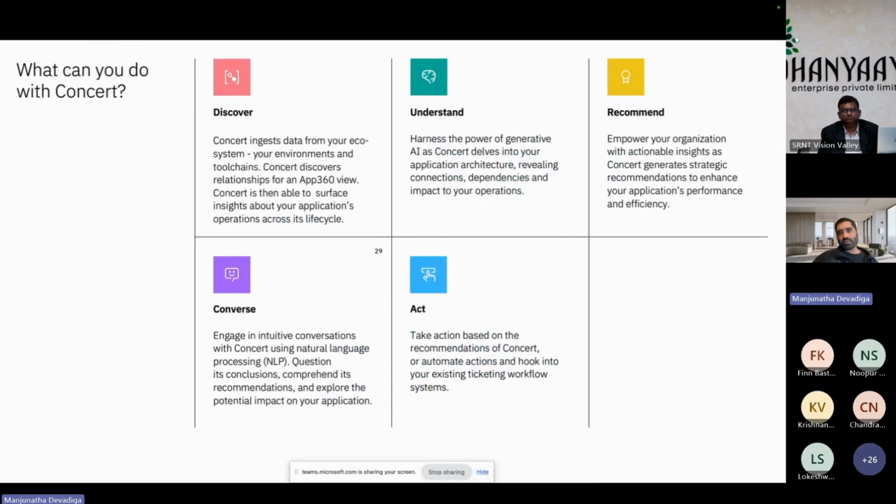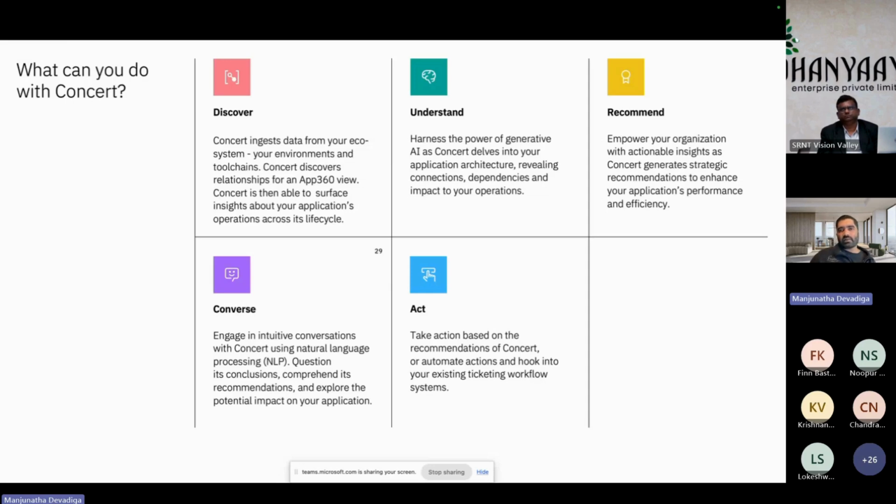We run a process called discover. Once we do the discovery to understand the tools and applications, we get into a more in-depth analysis using our generative AI, revealing the connections and dependencies of all the applications. And then we get into the recommendations. We also provide you an LLM to look at, okay, there is a problem, what should I do? You can ask the tool and it will come back with a response with the solutions, right?